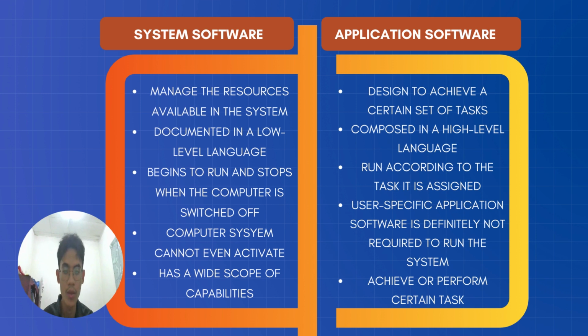Third, usually when the computer is switched on, system software begins to run and stops when the computer is switched off, while application software runs according to the task it is assigned when the user requests it. Next, without system software, a computer system cannot even activate, while user-specific application software is not required to run the system. And lastly, the system software has a wide scope of capabilities, while the objective of the application software is to achieve or perform a certain task.